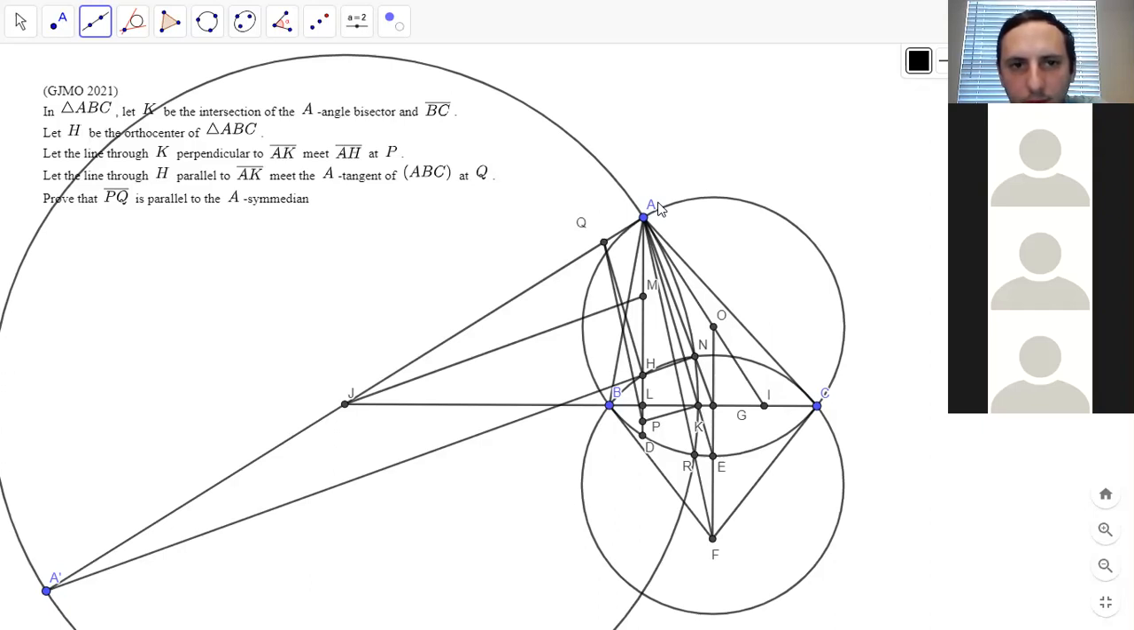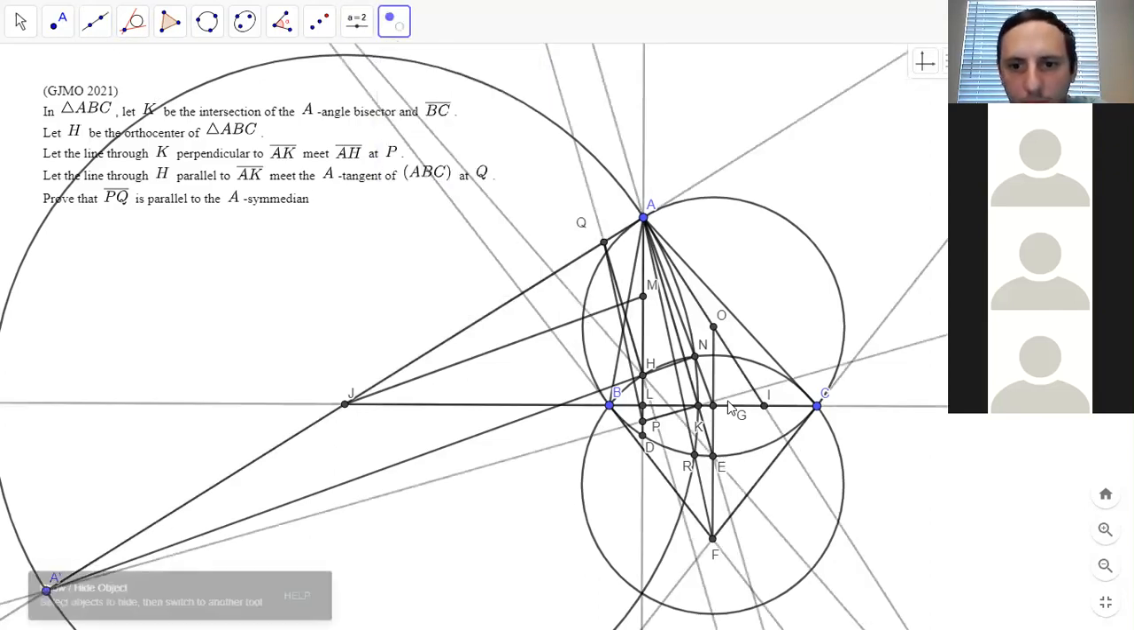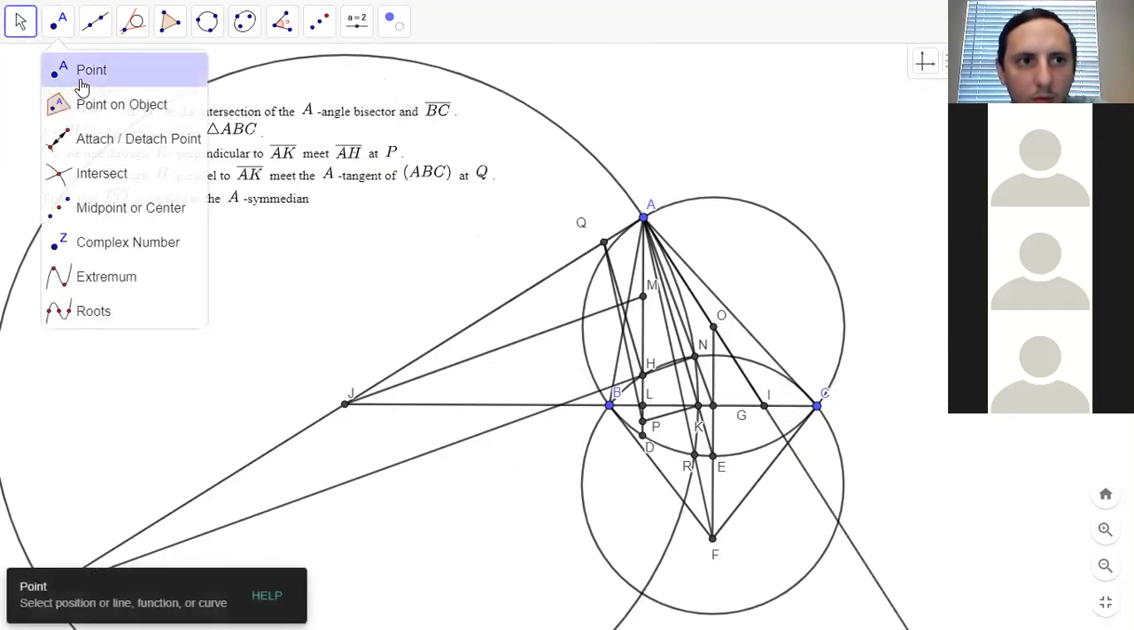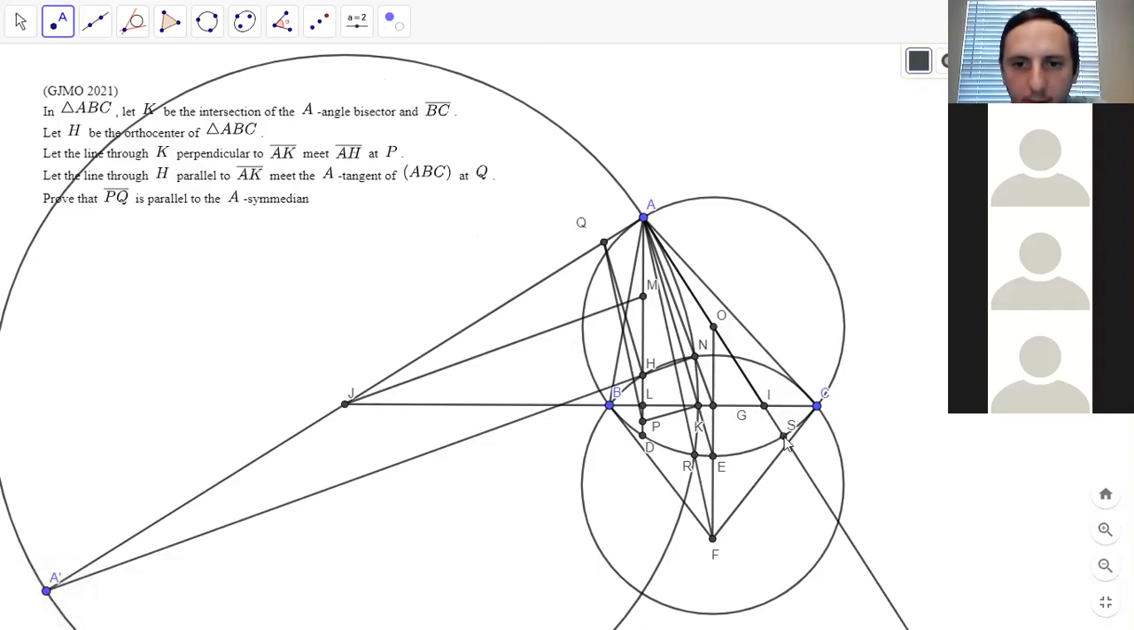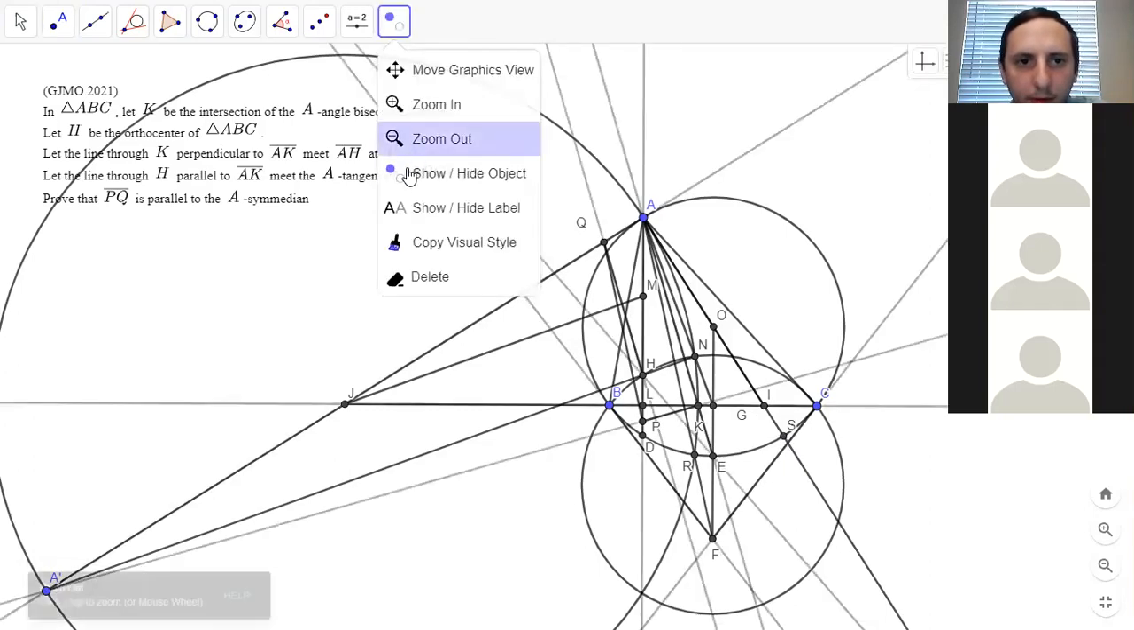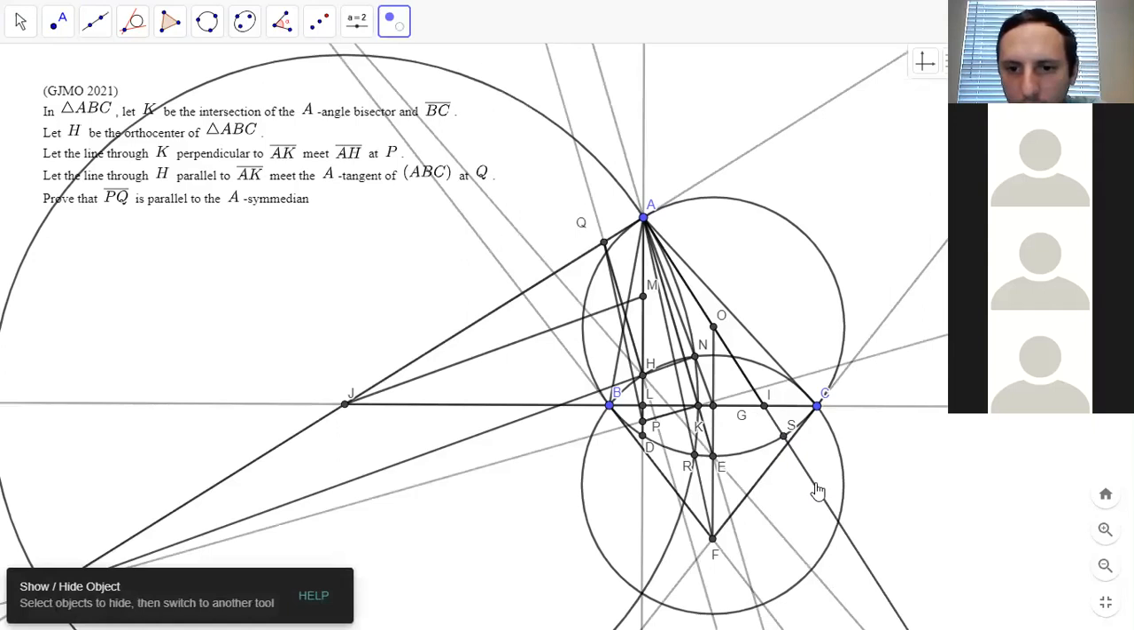Could you extend AI to cut the circle? Yeah. Yes. Okay. Yes. So DS is parallel to DC. Yeah, that's right.